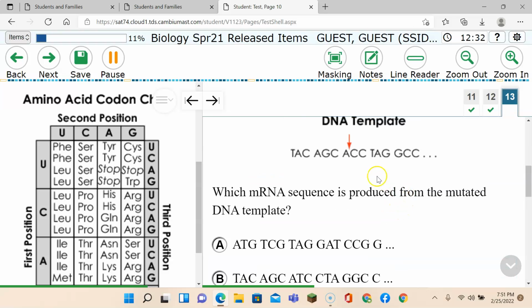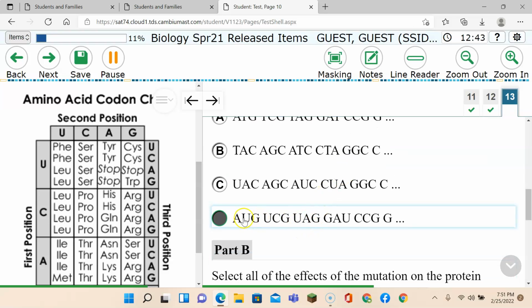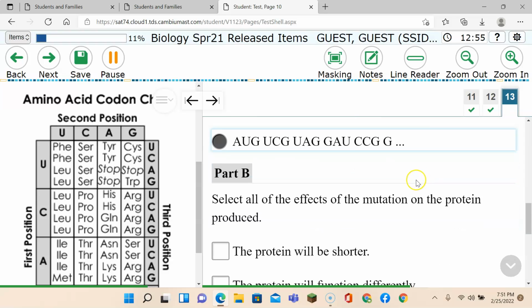Now let's see what happened when we had the mutation occur. So this would be U for apples, and then UAG. UAG is correct. So let's look over here. UAG. Oh, that's a stop codon. So the process is going to stop then. So this is our answer. Now let's go to part B.